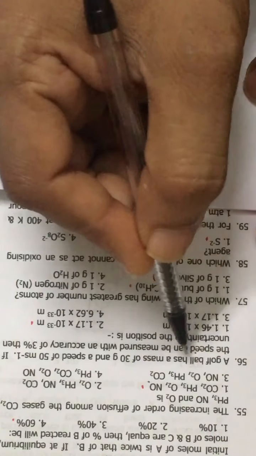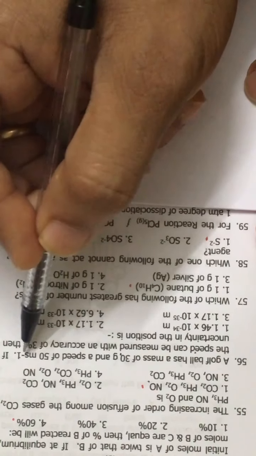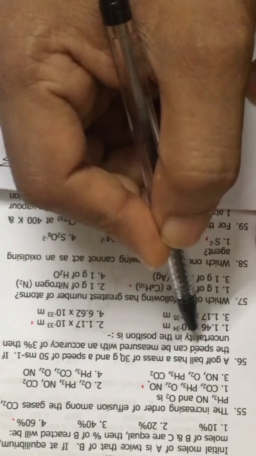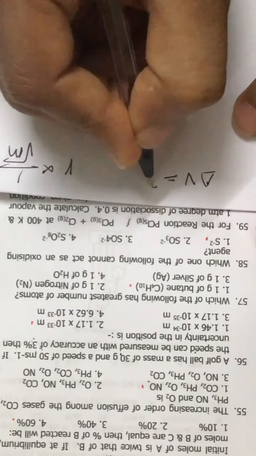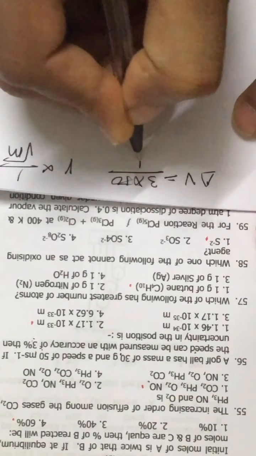Now look at question number 56. We are given a golf ball, its mass is given, and its speed is also given as 50, and the speed can be measured with an accuracy of 3%. So we have to calculate 3% of 50. That is called delta V. 3% of 50 is 3 into 50 by 100, that is equal to 1.5.